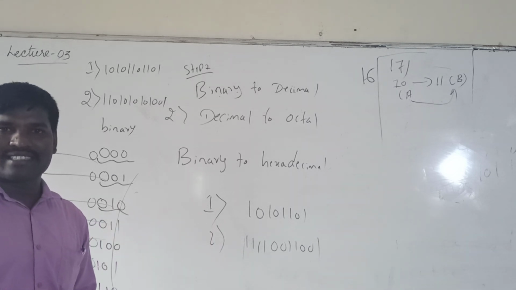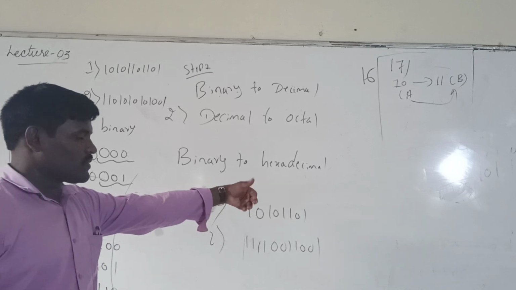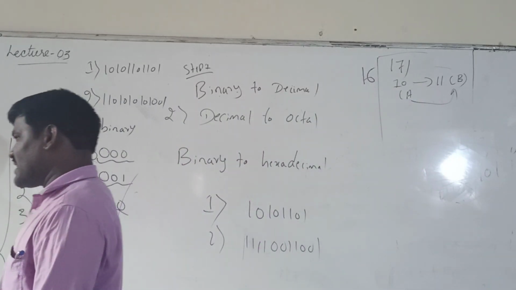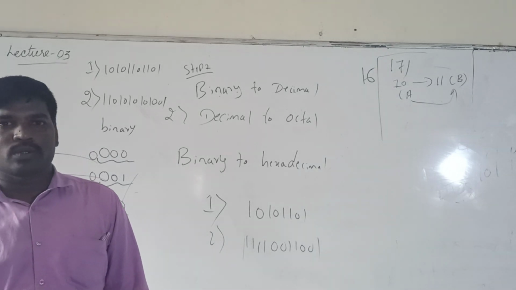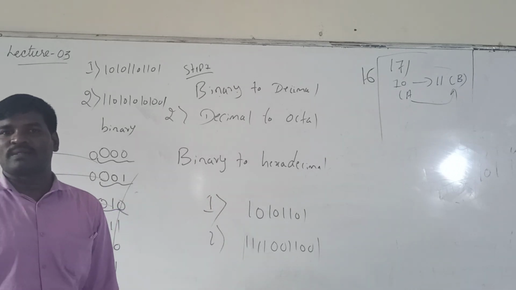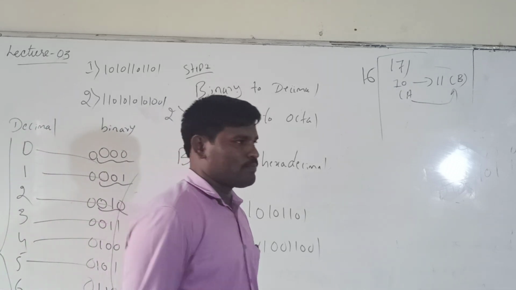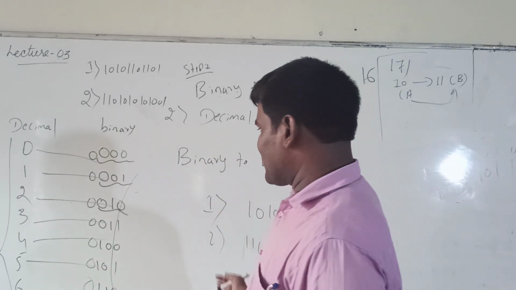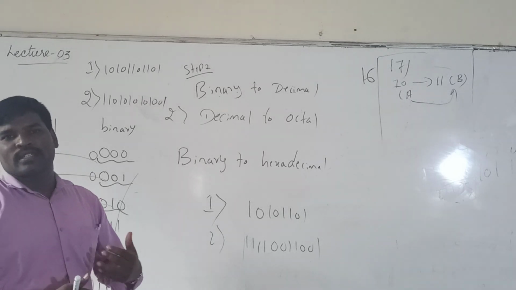Okay, in the next class we will discuss the remaining things: how to convert from hexadecimal to binary and octal to binary. After that we will discuss binary addition, how to add numbers using binary. If you want to add numbers, for example 2 plus 3, that is 5. It is easy. In binary you also get 5, but it consists of some rules. You have to follow the rules for addition.